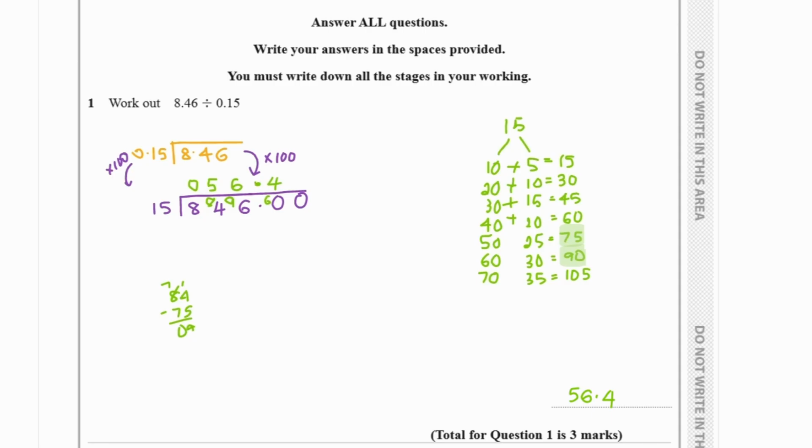So this is a 3-mark question. We would get the first mark for correctly changing the numbers into whole numbers. We would get a second mark for getting the correct answers, and the third mark for putting the decimal in the correct place between the 56 and the 4.